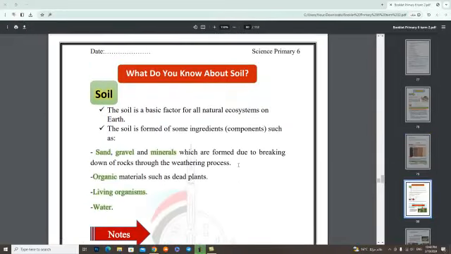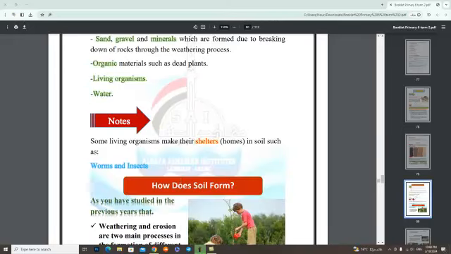What do you know about soil? The soil is a basic factor for all natural ecosystems on Earth. The soil is formed of some ingredients such as sand, gravel, minerals, which are formed due to the breaking down of rocks through the weathering process, organic materials such as dead plants, living organisms, and water. Notes: some living organisms make their shelters in soil such as worms and insects.